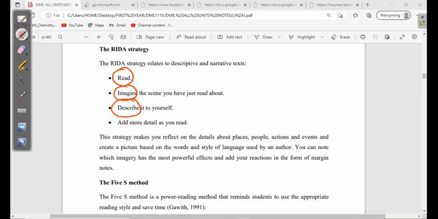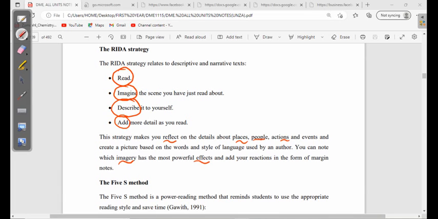And then after reading, you can now add some more ideas to what you've just read. So this strategy is very, very important. It will help you to understand more about your reading. This strategy makes you reflect on the details about places, people, action, and events, and creates a picture based on the words and the style of language used by the author. You can note which imagery has the most powerful effect. Remember, you are making images in your mind.